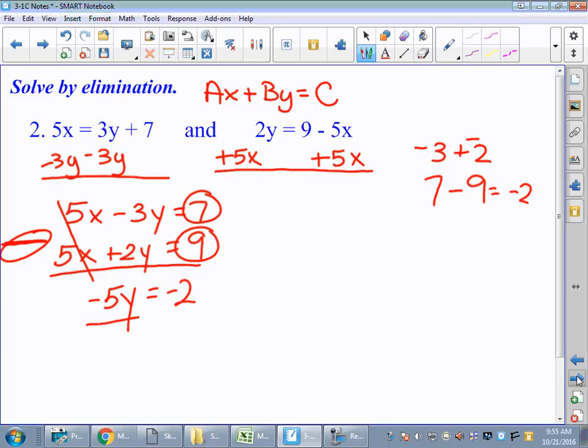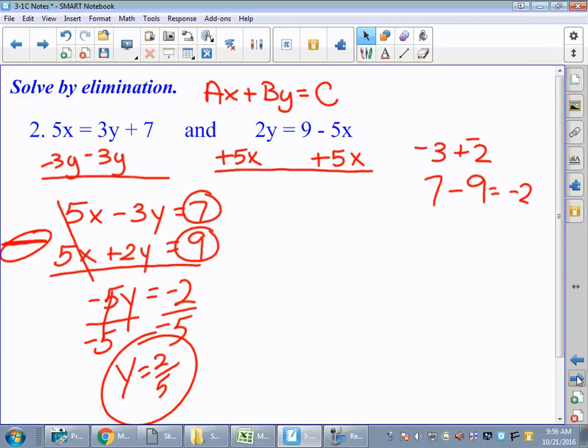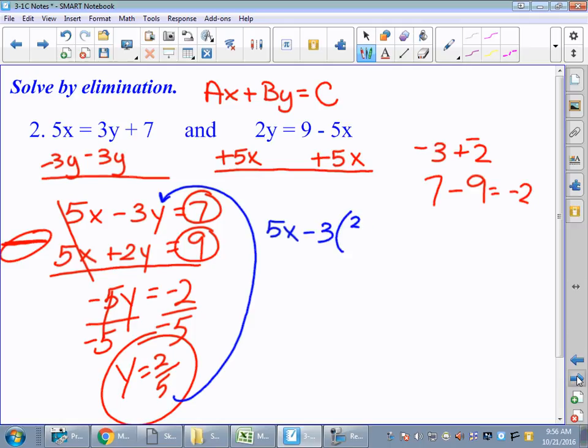And so when I divide by negative 5, y is equal to 2/5. We haven't had a whole lot of fractions, but it's still the same as any other number. You're going to plug it back in, and you just have to use the fraction. So use your calculator if you need to. I'm going to plug it into the first equation. 5x minus 3 times 2/5 is equal to 7. 2/5 is a nice decimal, so if you wanted to write it as a decimal, that's fine too. I'm just going to continue with fraction math.